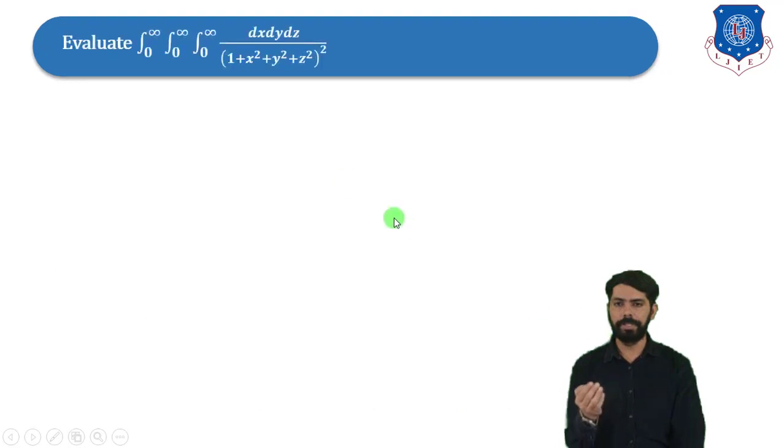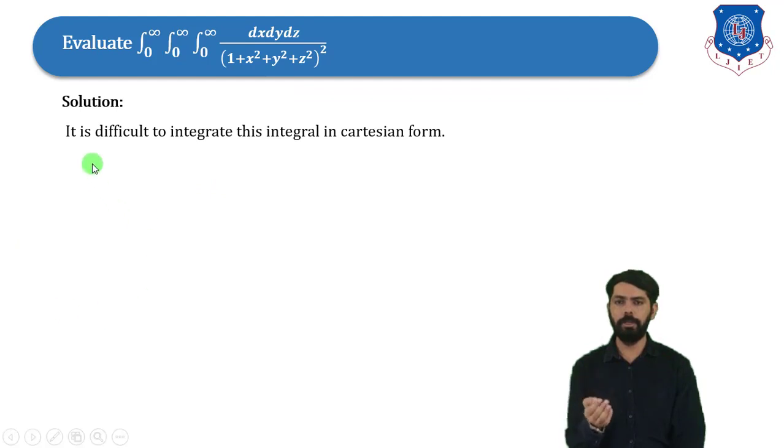Now we will discuss an example related to this. Evaluate the integral from 0 to infinity, from 0 to infinity, from 0 to infinity, of dx dy dz divided by (1 plus x square plus y square plus z square) whole square. Here it is difficult to integrate this integral in Cartesian form. Therefore, we will convert this integral into spherical form.